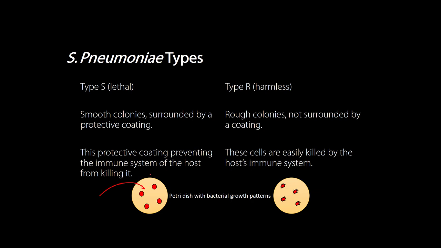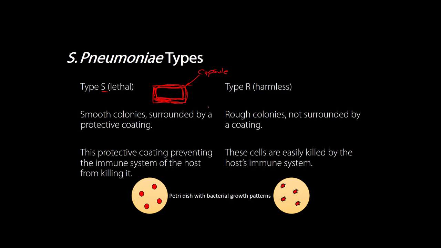Whereas the type R, the harmless strain, has a rough phenotype. Okay, so the key here is these letters indicate the phenotypes. Now, what's really going on here under the microscope is if you have a bacterial cell, it'll have a capsule, a sugar coating, if you will, around it. Okay, and so the smooth bacteria was smooth because it had this capsule.